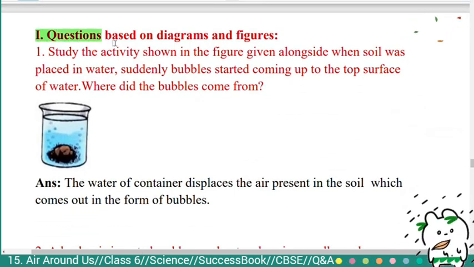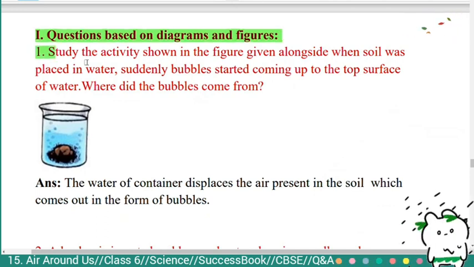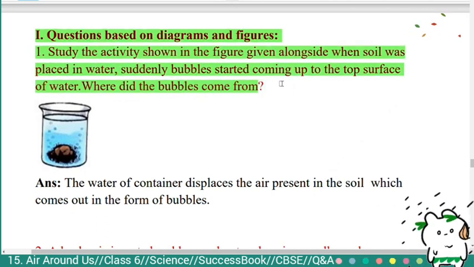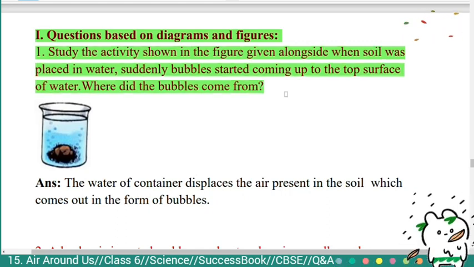Next, main I, questions based on diagrams and figures. First question, study the activity shown in the figure. Alongside, when soil was placed in water, suddenly bubbles started coming up to the top surface of water. Where did the bubbles come from? Answer, the water of the container displaces the air present in the soil, which comes out in the form of bubbles.